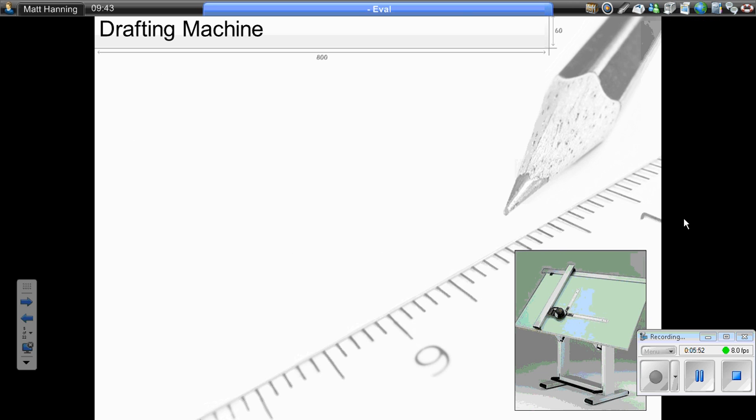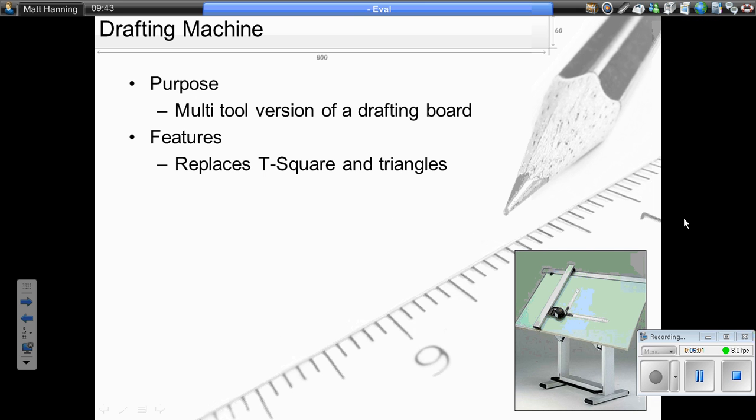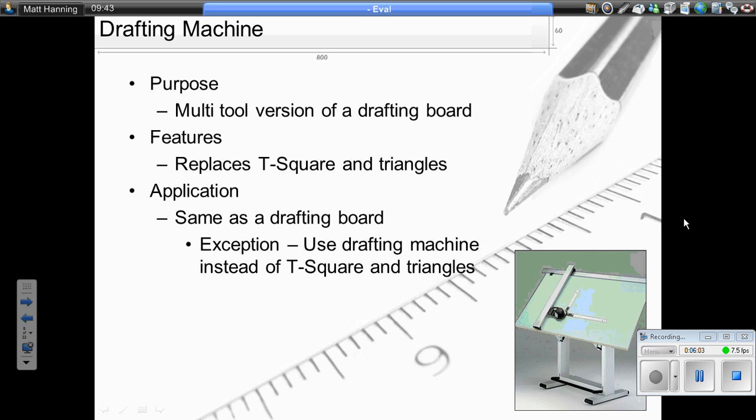So, drafting machines. Robert, did you ever use a drafting machine? No. Drafting machines eliminate the purpose of a triangle. They have the little mechanical arm there. They're nice. You don't see them too much anymore. It allows you to get finer tuned angles.